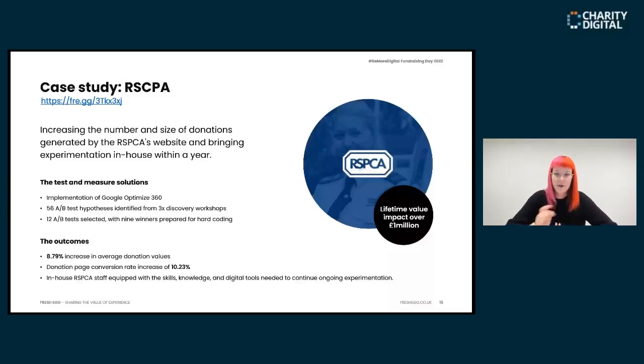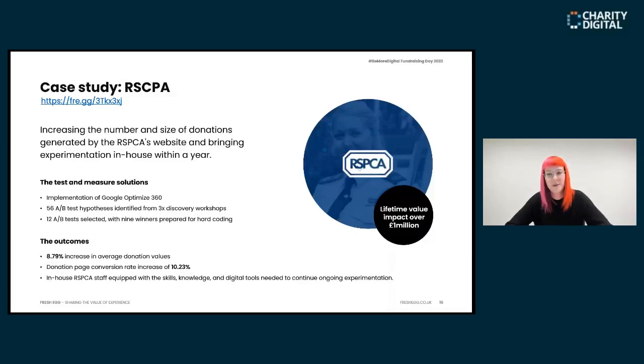So our program with them ran throughout 2021 and helped increase the frequency and the size of their online donations. We followed a really similar method to what I've basically talked you through. We identified suitable metrics, we prioritized these using a scoring matrix, and then we tested them out using a tool called Google Optimize. So exactly as I've mentioned.